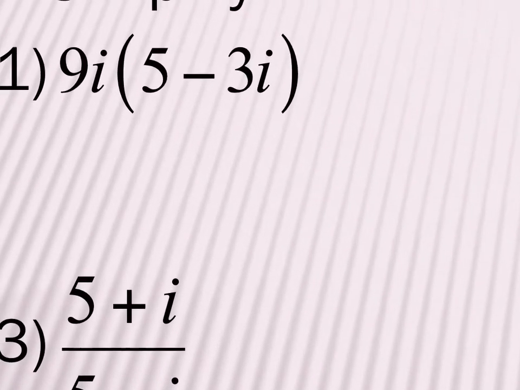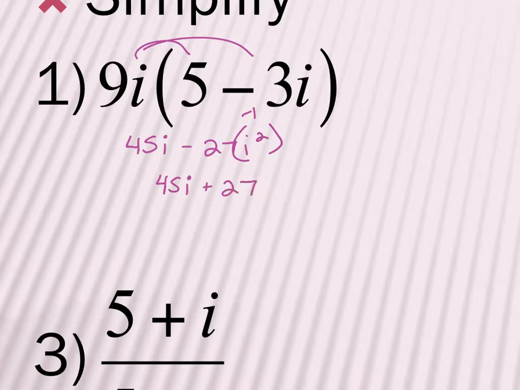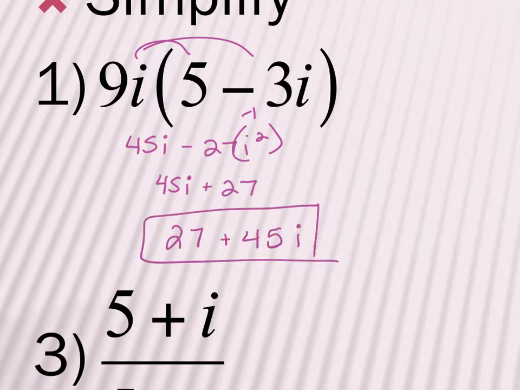So with number one, you just simply take this, distribute the 9 to both. This is going to be 45i minus 27i squared, and then the i squared gets replaced with negative 1. So I get 45i plus 27. And then you want to write it in standard form, which means the i comes last. So it'd be 27 plus 45i, and that's how your answer should be written, okay?